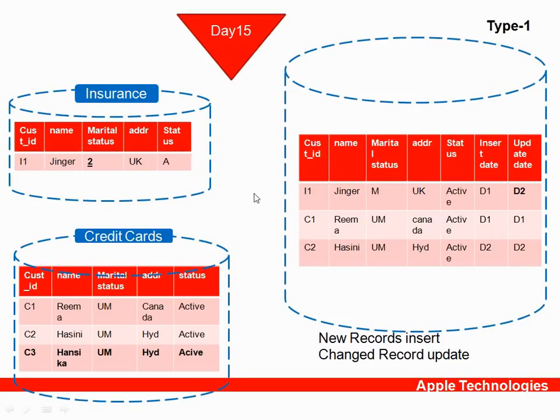So type 1, you decide. If you don't want history, only come here, otherwise come here. I'll tell you why sometimes you can go for it.